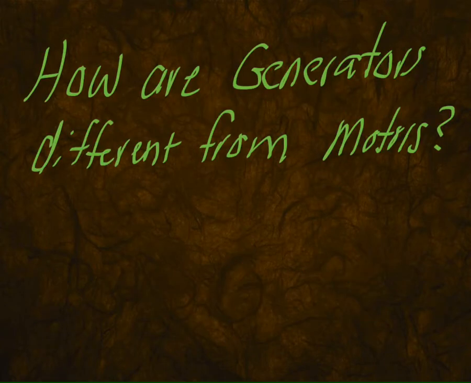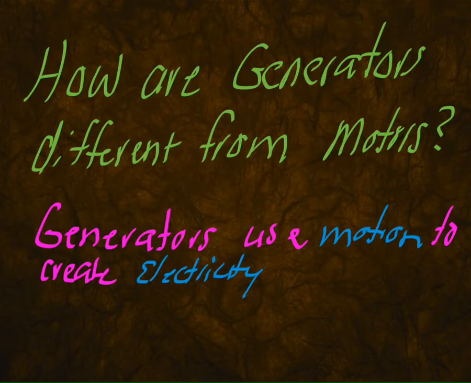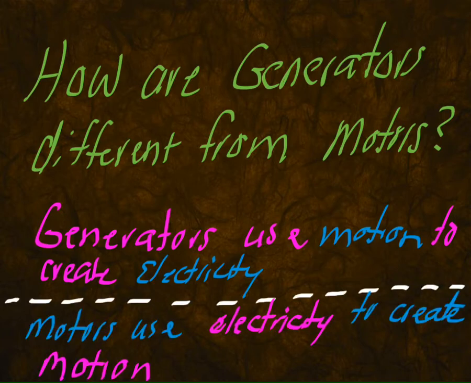How are generators different from motors? Generators are different because they use motion to create electricity. But motors do the opposite of a generator. Motors use electricity to create motion. So with a generator, you don't have to use a battery, because the generator is your battery, and you use the generator to generate electricity, allowing you to turn your lights on or drive a car.